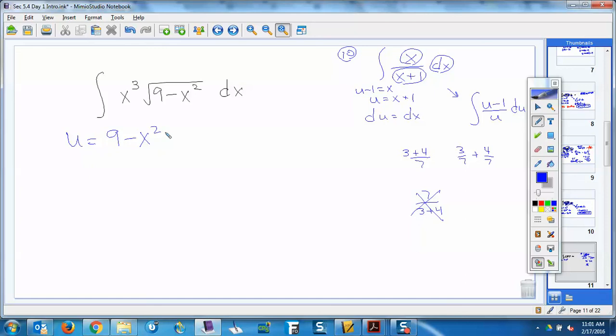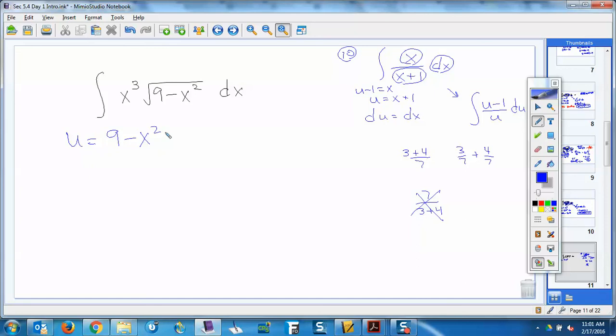But now what would be some troublesome things that would come in? All right, let's say we pick u to be that. Think of the next step. What's the du? Negative 2x dx. Now, do I have an x dx sitting there? No, I have an x cubed dx.